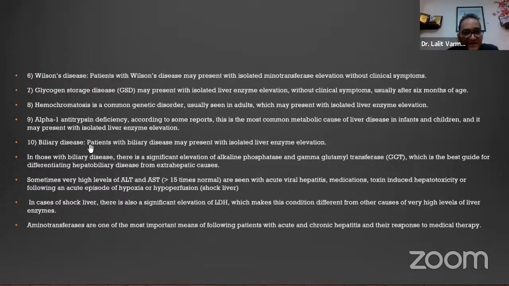Then there is biliary disease. Patients with biliary disease may present with isolated liver enzyme elevation. In those with biliary disease, there is significant elevation of alkaline phosphatase and GGT, which is the best distinguishing factor between hepatobiliary disease and extrahepatic causes. So you got it right?